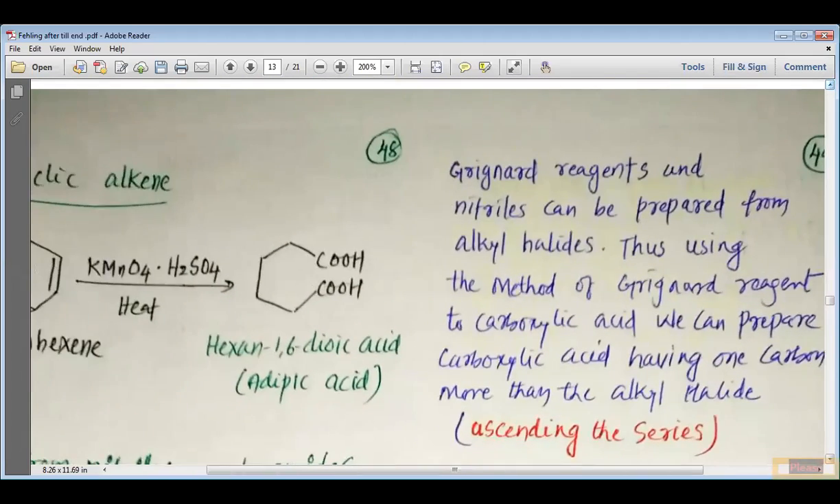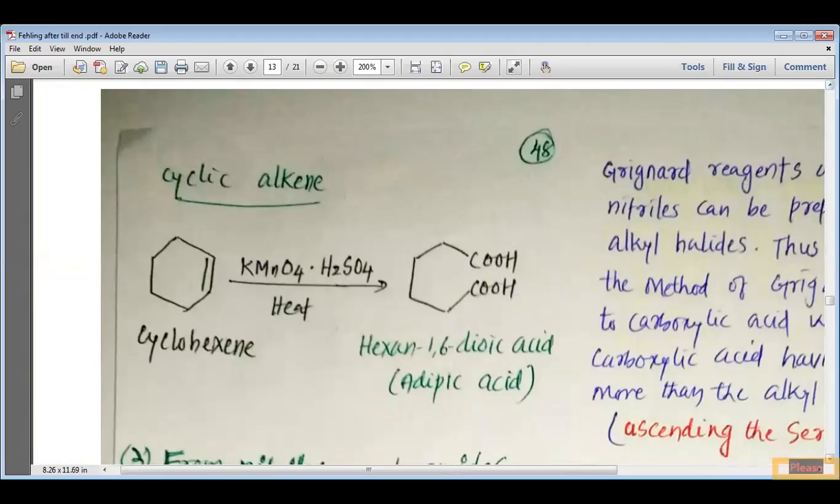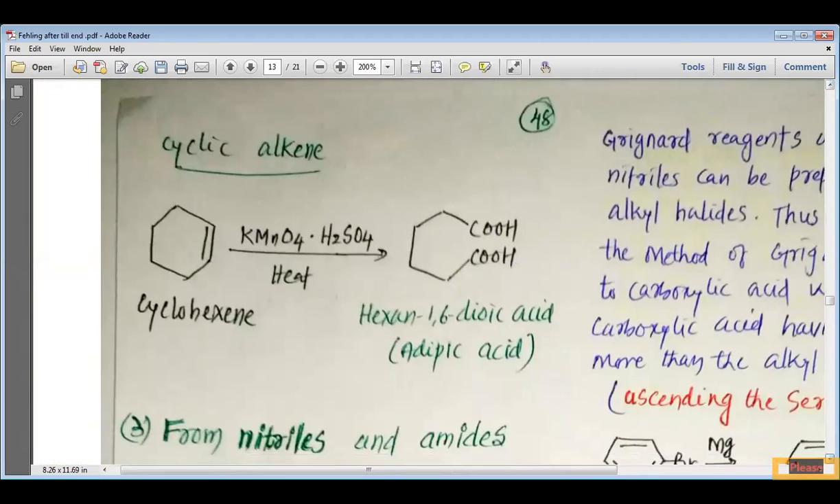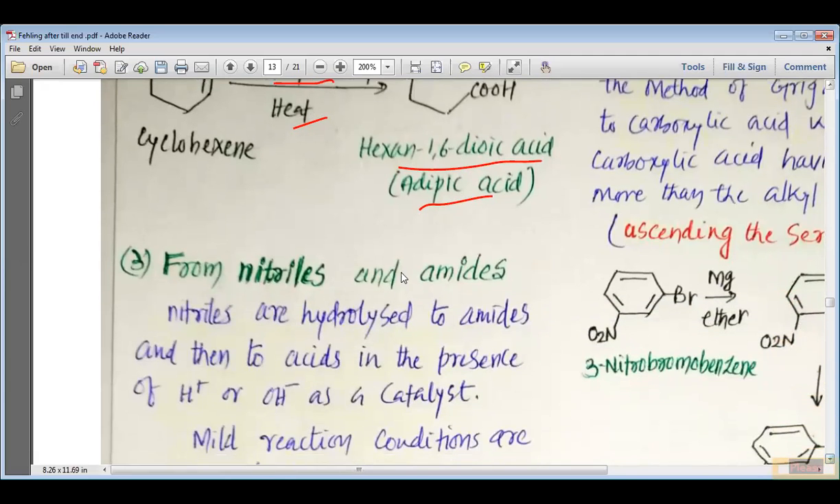Now let's move forward and understand the cyclic alkenes, my dear students. If we have a cyclic alkene, that is, if there is a double bond in the cyclic ring, and we oxidize it with H2SO4 acidified KMnO4, it will give us hexane-1,6-dioic acid, which is also known as adipic acid. This is also a method of preparation of adipic acid. Please remember this conversion, my dear students. It is important and can be asked in various exams.